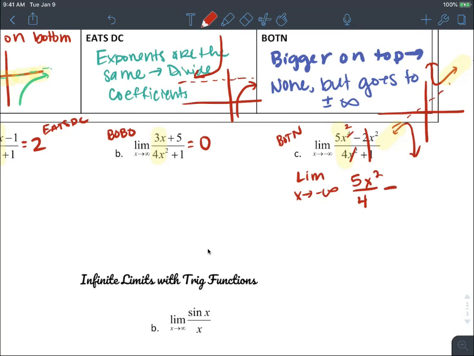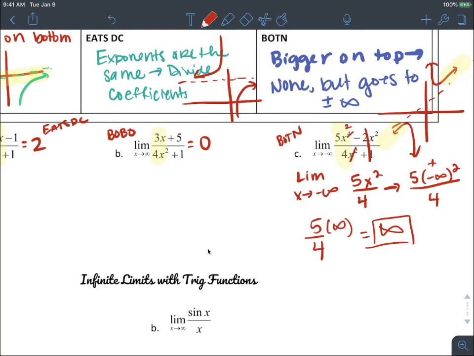So I am going to plug in my negative infinity for x, so negative infinity squared over 4. Again, you can drop the limit operator because we're plugging in a value. So negative squared would give me a positive. So I get 5 over 4 times positive infinity, which would just give me a positive infinity. Okay, so basically we're going towards infinity.